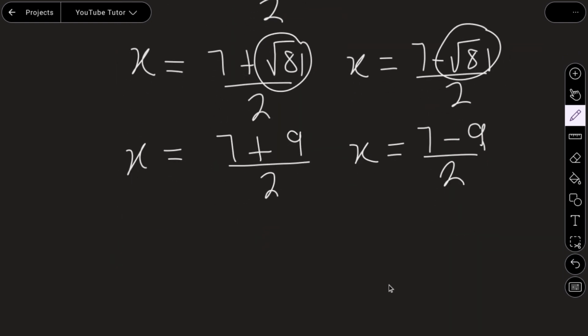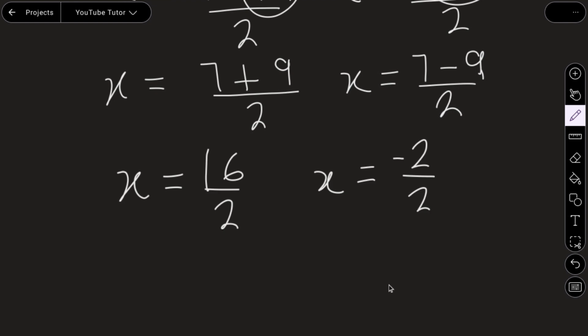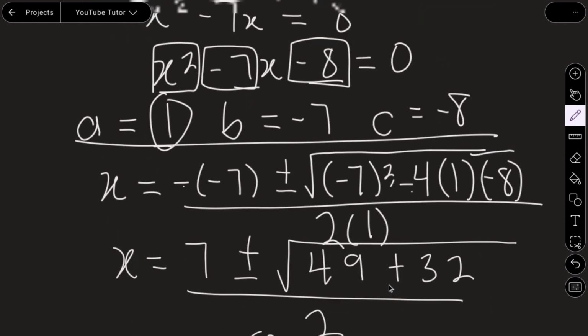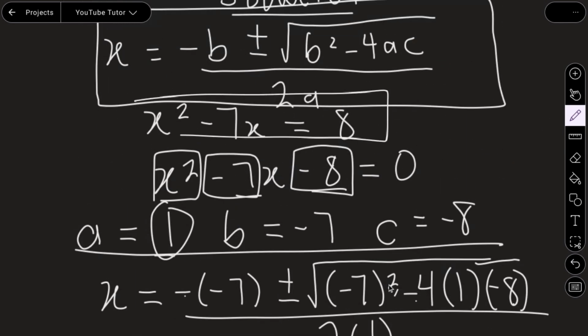So x can be finalized at 7 plus 9, which gives us 16 over 2, or x can also be 7 minus 9, which gives us negative 2 over 2. So x will give us 8 here, or x is negative 1. So these are the two values which satisfy this equation. Now we can input it in our calculator to confirm, or better still, let me do a small analysis for you.